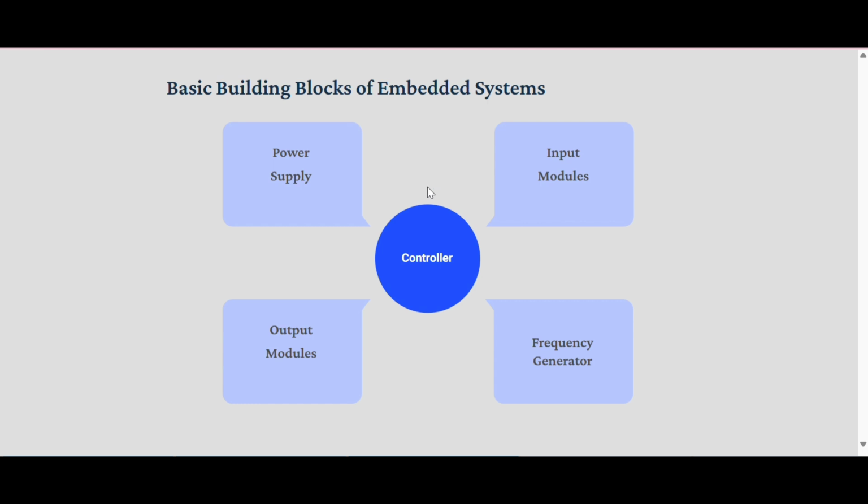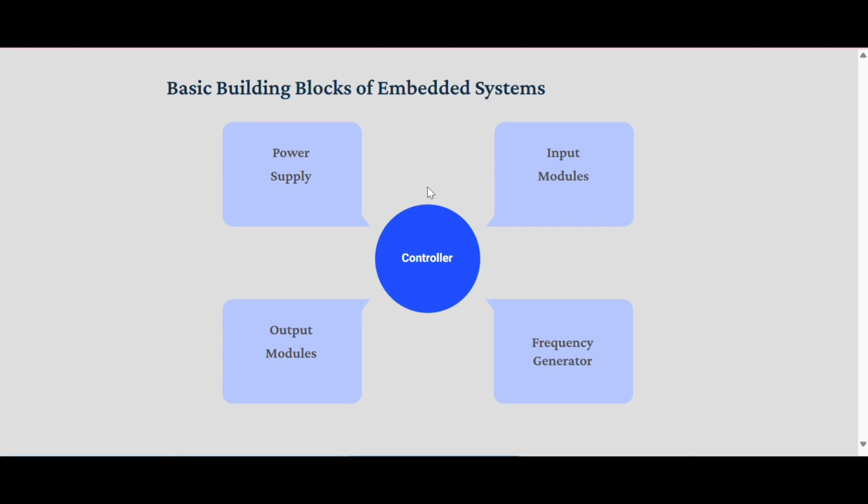First is power supply. Power supply means energy. Just like a human body needs food to stay active, likewise an embedded system needs power to work. If we do not eat food, our body becomes weak and stops working. In the same way, if power supply is not given, the embedded system will not work at all. So power supply is the basic requirement for any embedded system.